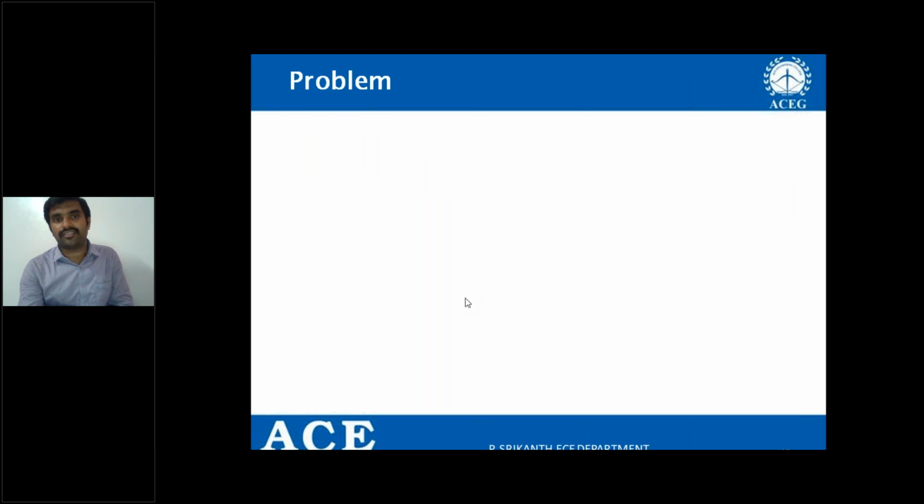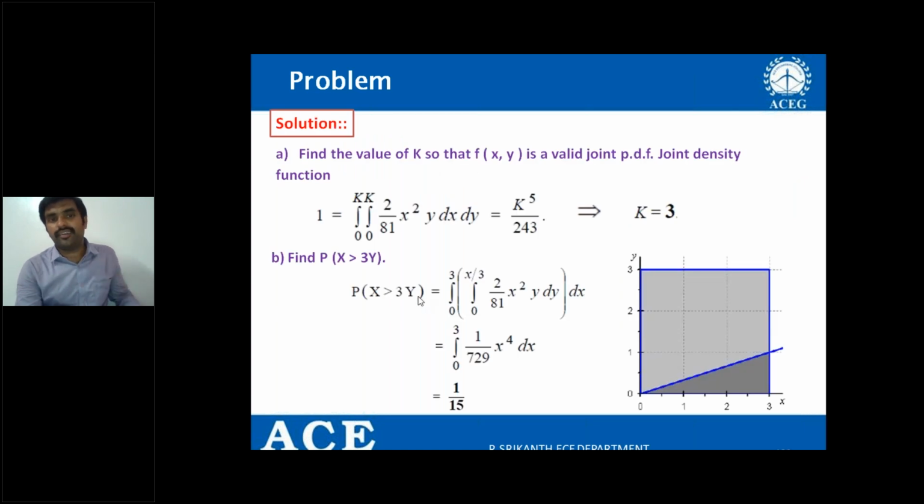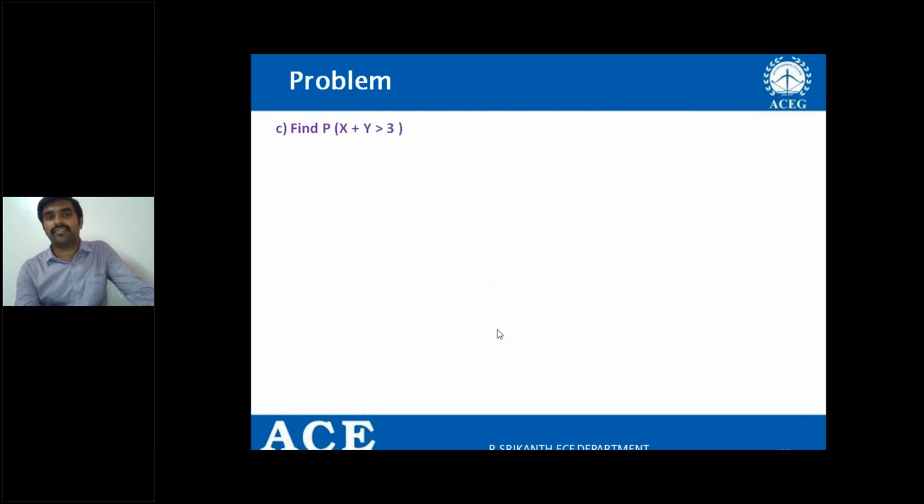Whereas in the previous case, y is taking less than x by 3, in the sense below x by 3. The minimum value is 0. Therefore, the limits are from 0 to x by 3. Whereas in this case, y is greater than 3 minus x, in the sense above 3 minus x until it reaches 3. Right? So this integration must be taken.